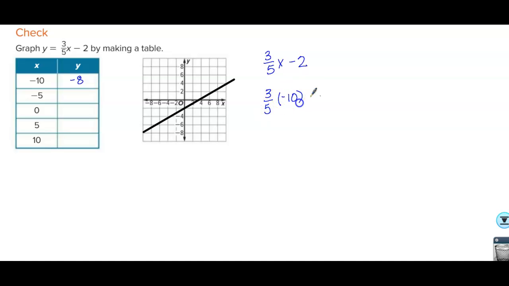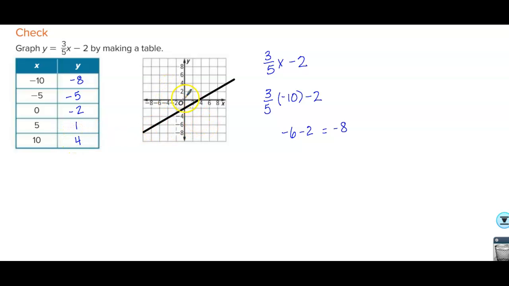This would be -10 minus 2. So you would, in a calculator, if you need to, 3/5 times -10. I'm telling you that will give you -6 minus 2 is -8. So that's what I'm doing in my head. Now, 3/5 of -5 would be -3, and -3 minus 2 is -5. 3/5 of 0 is 0, minus 2 is -2. 3/5 of 5 would be 3, and 3 minus 2 is 1. 3/5 of 10 would be 6, and 6 minus 2 is 4.